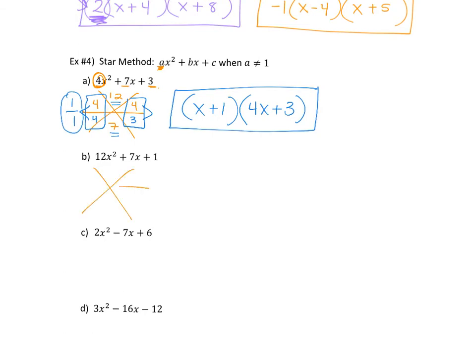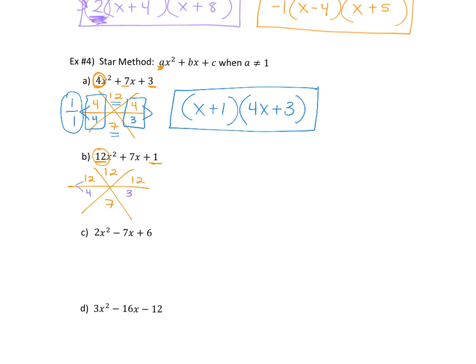This one, set up star method. What can I multiply to get 12? So 12 times 1, what can I multiply to get 12 that I can add to get 7? Very similar to our last one, right? But now my a term is 12. So that's going to go there. What we're going to do with this is we're going to multiply to get 12, 4 and 3, just like we did on the last one.